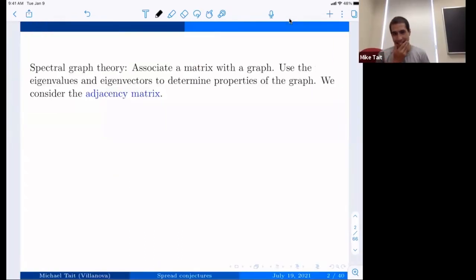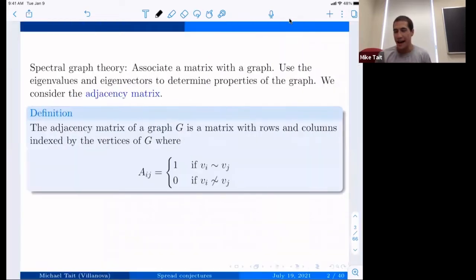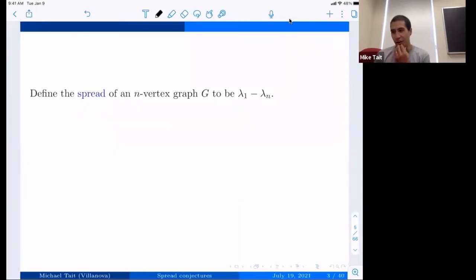So this is a talk in spectral graph theory, and specifically with the adjacency matrix. This is the definition of the adjacency matrix. The only thing that I want to say about the adjacency matrix is that it has a real set of eigenvalues, so we'll order them like this. n is always going to be the number of vertices in the graph. And in this talk I'm going to be interested in how large this range is, and so to that end, we'll define the spread of a graph.